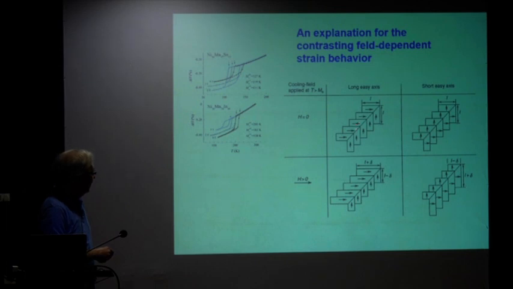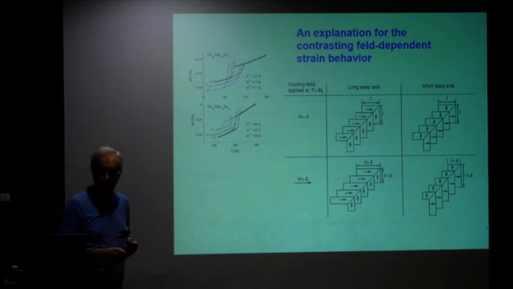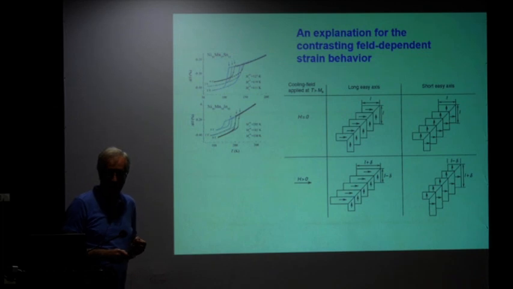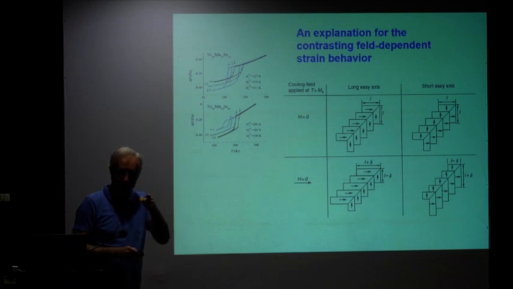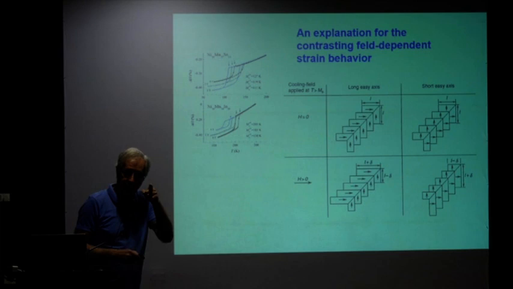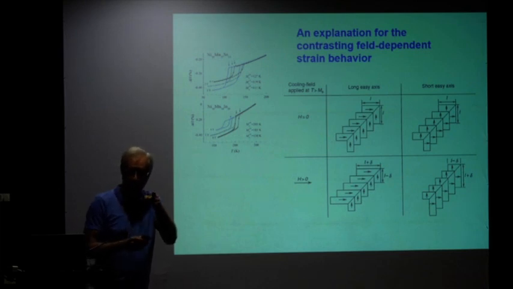Okay? When you apply a magnetic field and cool through the transition, what are you nucleating? Let's ask the question like that. You will nucleate variants in the field direction, or you will nucleate variants that have the easy axis in the field direction.